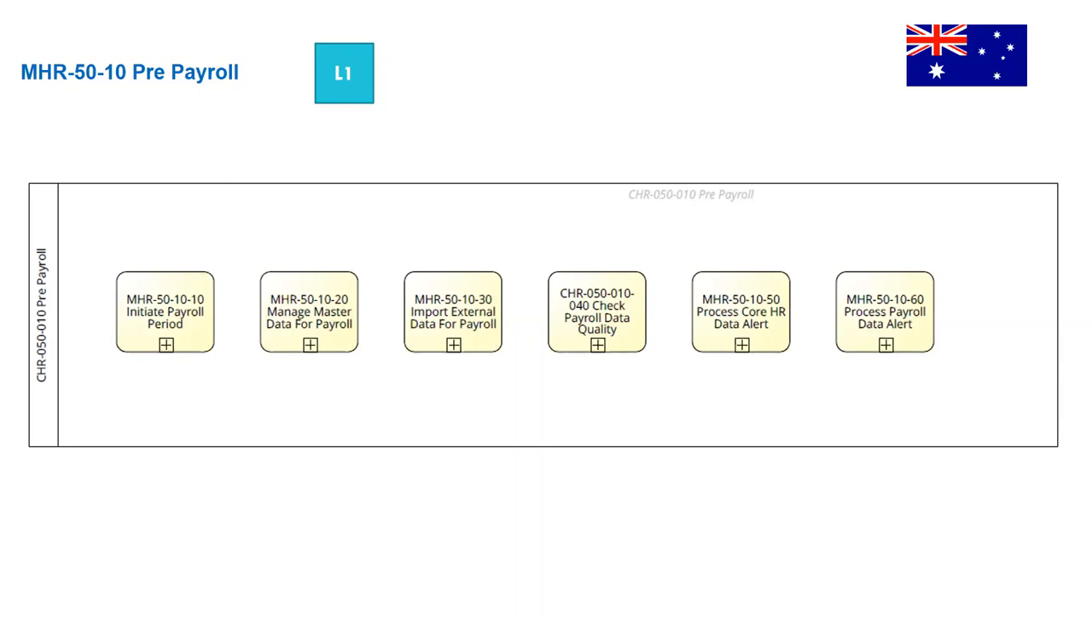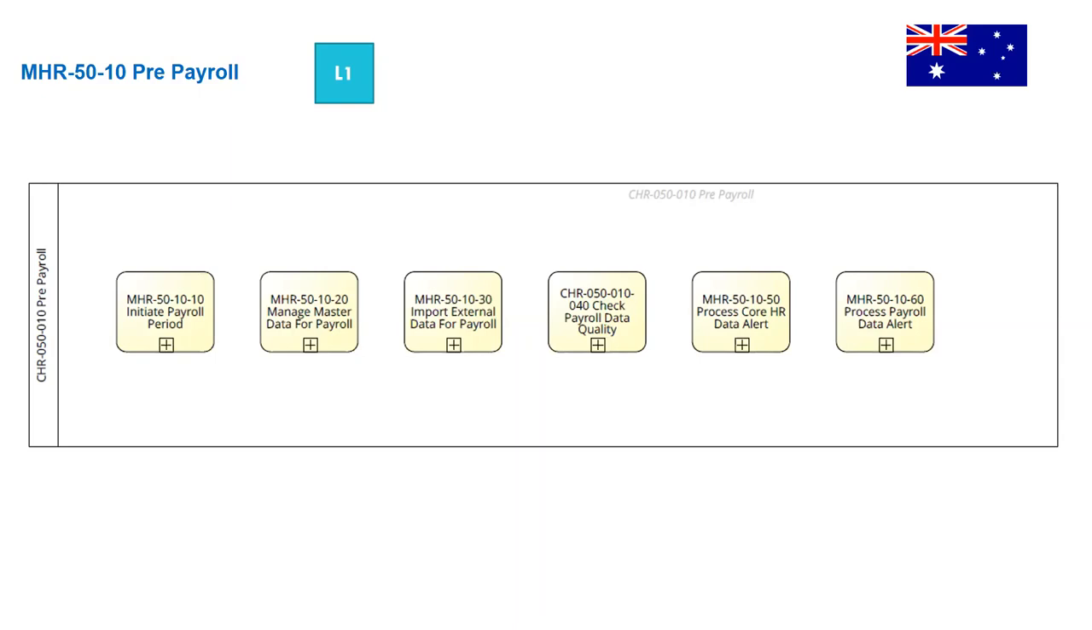The fifth one is process core HR data alert. This is another alert, and the last one is process payroll data alert. So what is the difference? The fifth process talks about the core HR data, the sixth process talks about the payroll data. When I say core HR data, it refers to the employee central data. Core HR means employee central data, payroll data means specific to your payroll. In the fifth and sixth processes, you have to design your alert also. The system has a capability to design an alert.